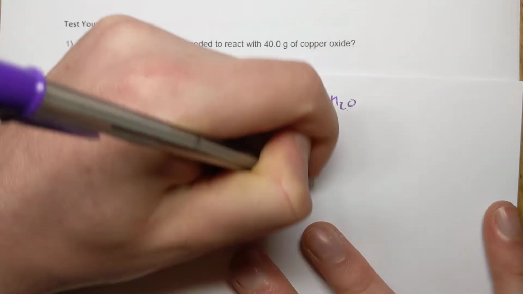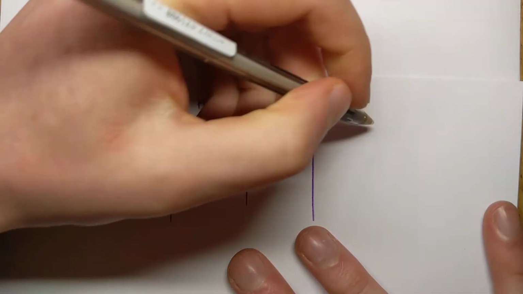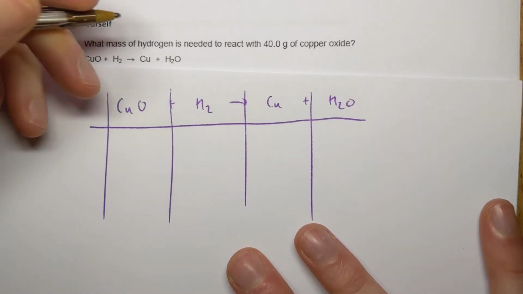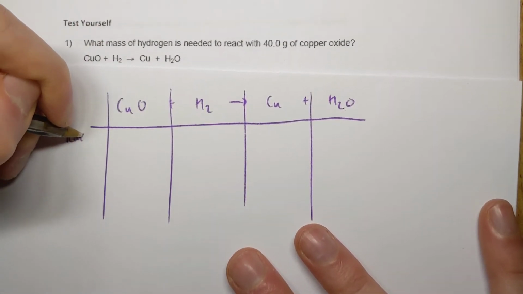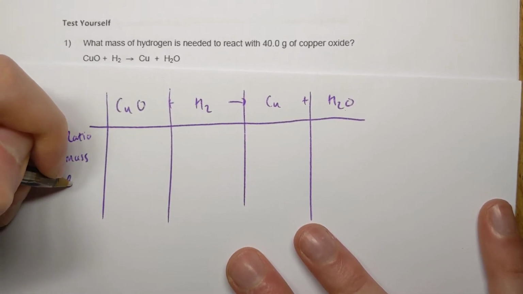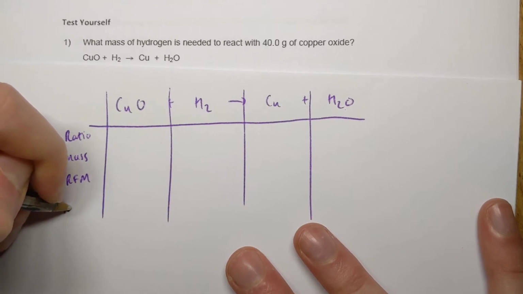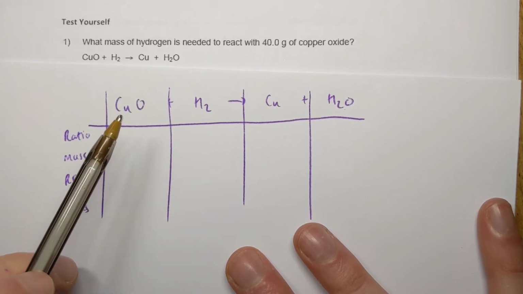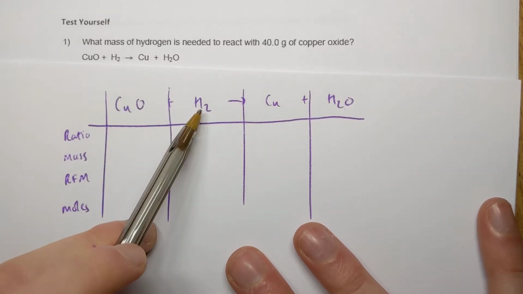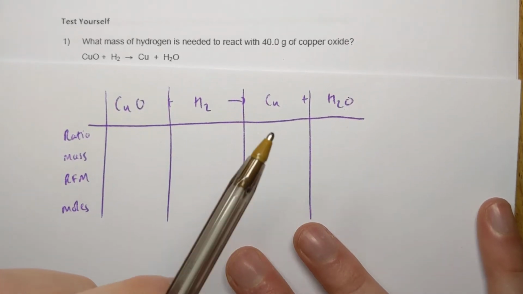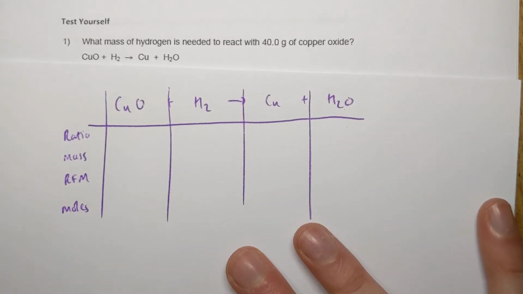So copper oxide plus hydrogen goes to copper plus H2O. Every single part of the equation gets its own little column in the table. And then down the left hand side the rows will have the following titles. Ratio, I'll explain that in a second. Mass in grams, RFM we've looked at before, and moles we've looked at before. First thing to fill in is the ratio. So the ratio just means how much of something reacts with how much of something to make how much of something plus how much of something. In other words, it's the balancing numbers in the equation.